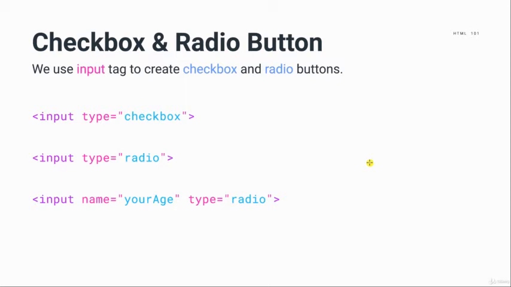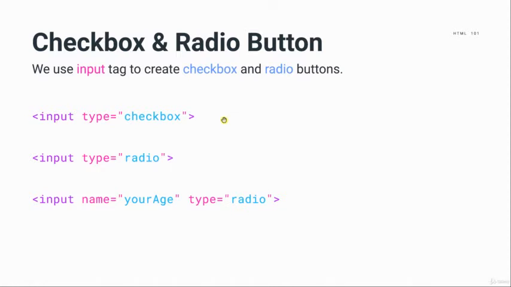Alright, in this video we're going to learn how to create HTML checkbox and radio buttons. So in order to create these checkboxes and radio buttons, you have to create an input tag. And the input tag, as you can see, is a self-closing tag, so you don't have another tag here. It's like an image tag, img.